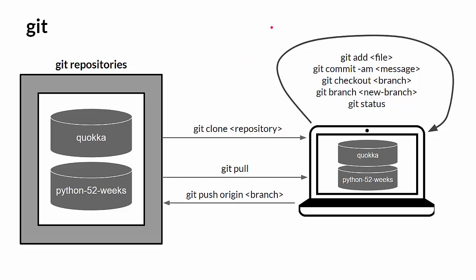This is exactly the same stuff, but I've fleshed out what the commands will end up looking like. When you do a git clone, you will be specifying on the command line git clone, and then you'll specify the repository, and I'll show you how to do that. That may be a URL, like for cloning my stuff, it would be https://github.com/chuckablack/Quokka if you're getting Quokka, or Python 52 weeks to get that one. So that's what this repository piece would be like.